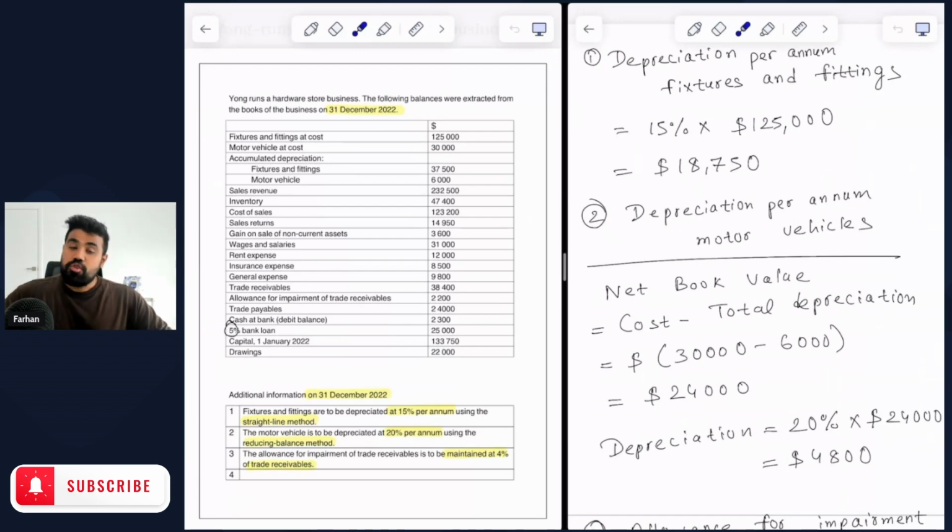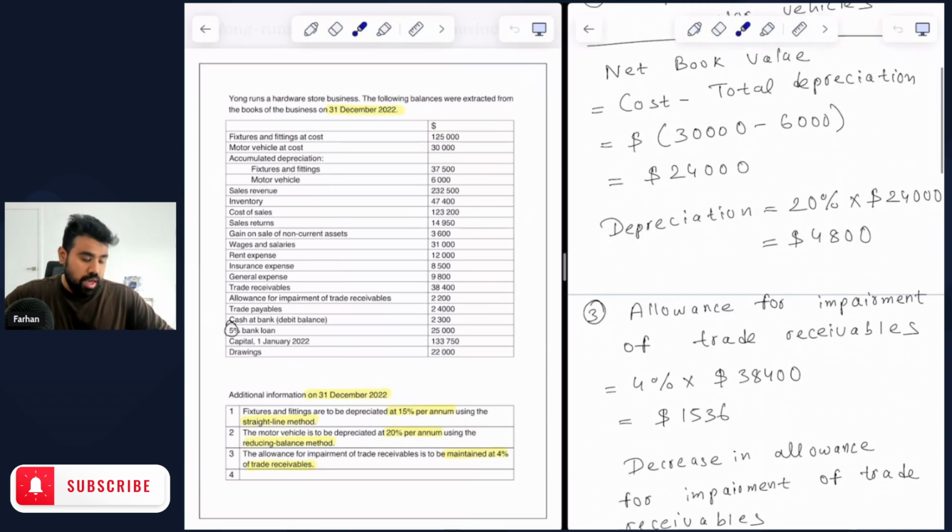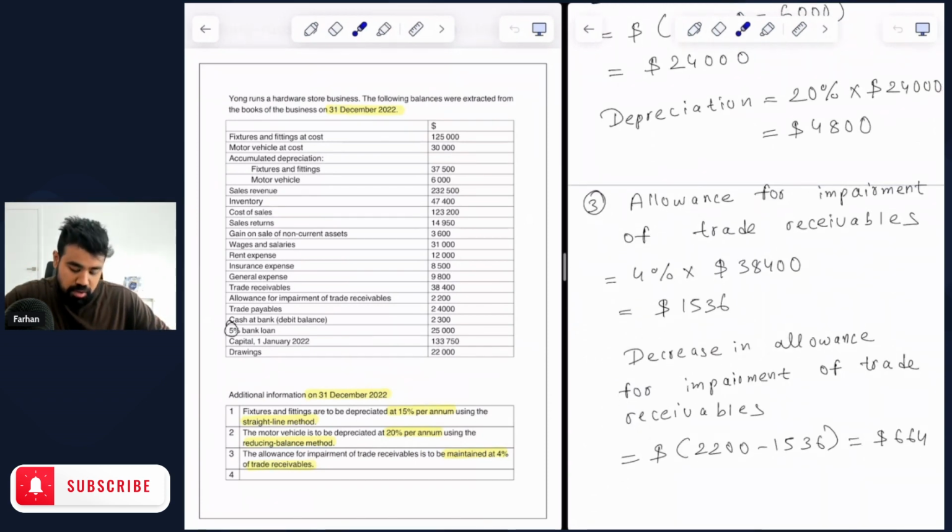So let's move on to additional information number 3. The allowance for impairment of trade receivables is to be maintained at 4% of trade receivables.